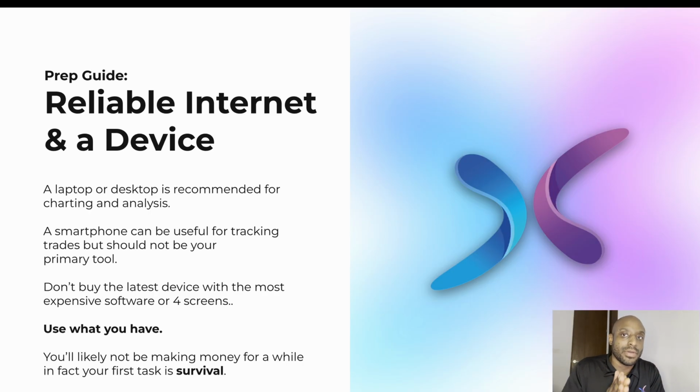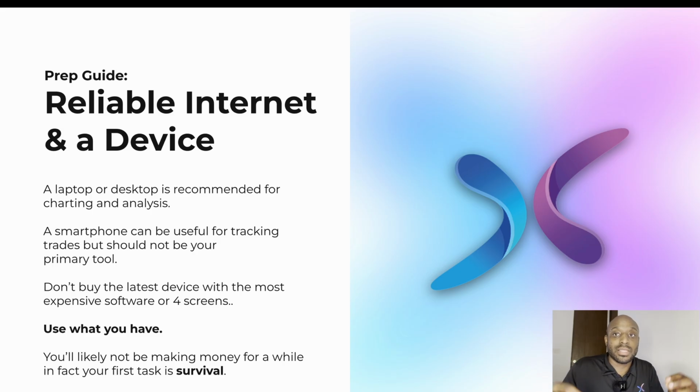Let's talk about reliable internet and the device. A laptop or a desktop is what's recommended for charting, so that you can see what it is you're dealing with. Typically, on a phone, it's a different app, different software, different way of navigating. You can trade. I know traders who trade on their phones. Specifically, they'll be in their kid's class or something, and they'll just be charting for the week. A smartphone can be used, but it is not recommended as your primary tool.